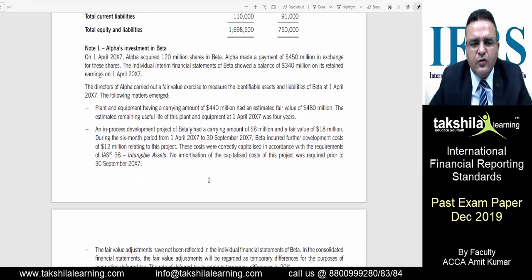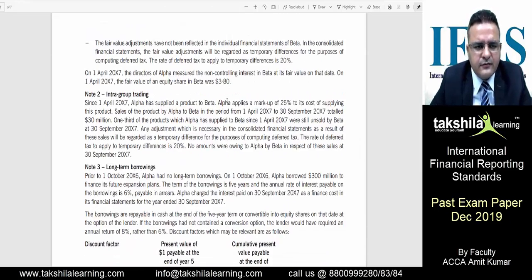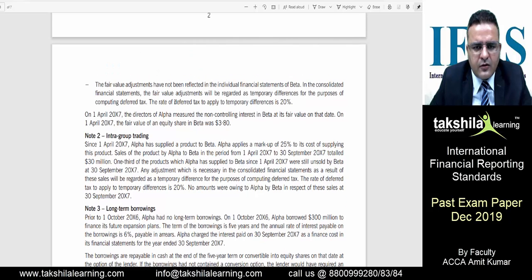So we have dealt with note 1 completely, we need to deal with note 2. Since 1st April 2007, Alpha has supplied a product to Beta. Alpha applies a markup of 25% to its cost of supplying this product. Sales of product by Alpha to Beta in the period from 1st April 7 to 30 September 7 total 30 million. One third of the products which Alpha has supplied to Beta since 1st April were still unsold by Beta. That means 2/3 are sold, 1/3 is unrealized. Out of 30 million, 10 million is unrealized.